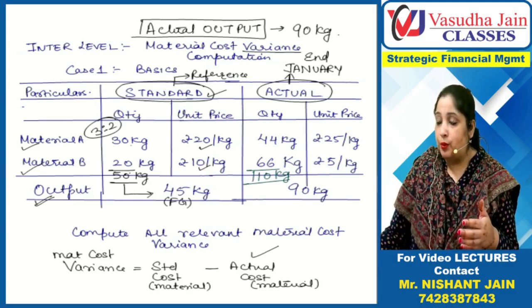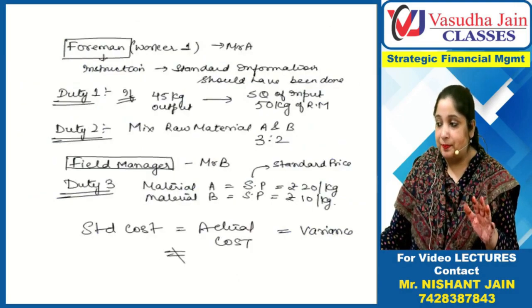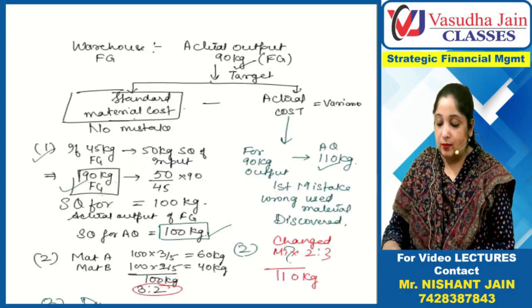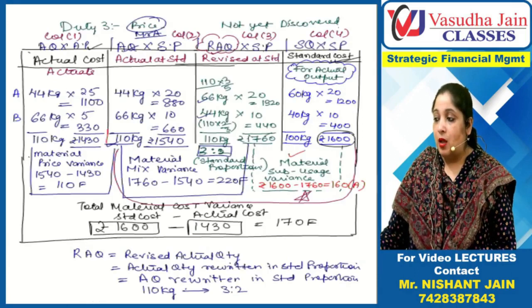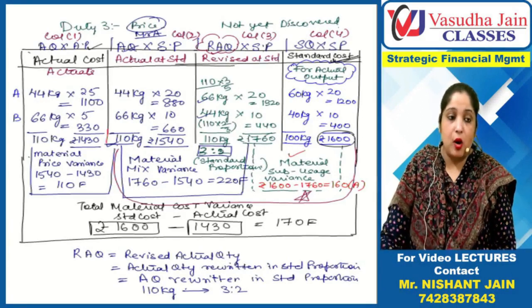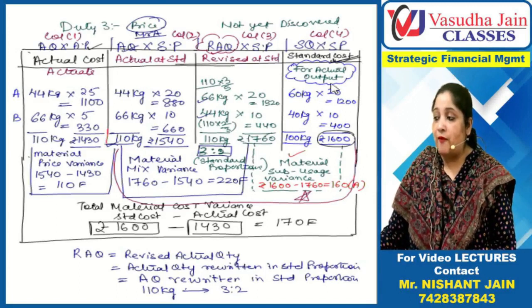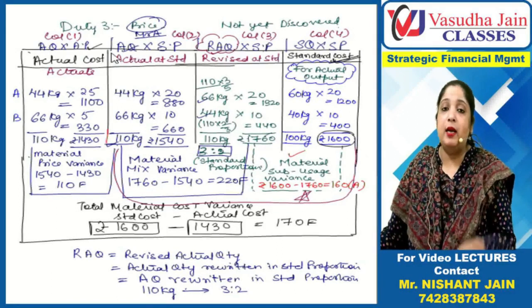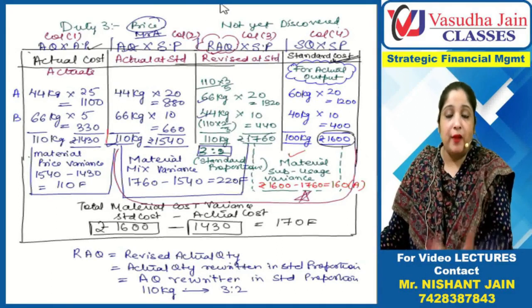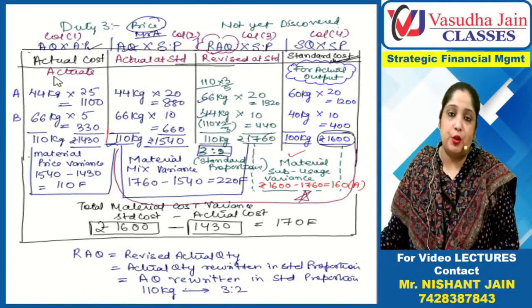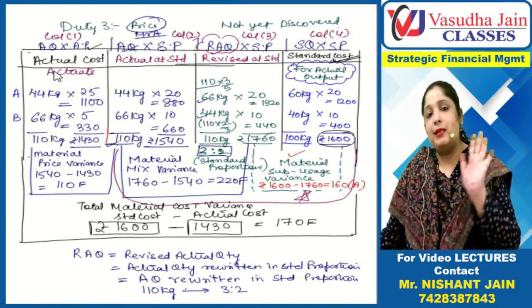So we have computed, again patience, for 90 kg of output, the standard cost. That is how much standard cost should have been incurred for 90 kg and how much actual cost has been incurred in producing 90 kg. So whatever actually is produced, for that we have to compute the standard cost and actual cost. I just want you to memorize this much only.